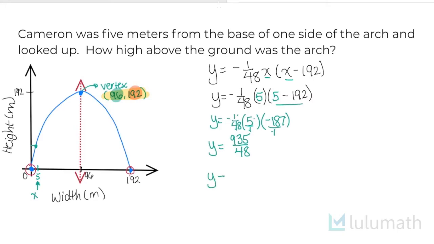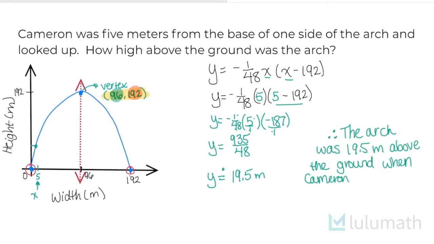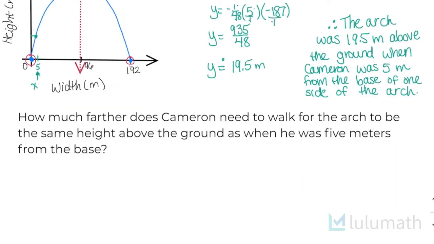But I want to know approximately how much that's going to be. And when I type that into my calculator, I'll get approximately 19.5 meters. So therefore, the arch was 19.5 meters above the ground when Cameron was 5 meters from the base of one side of the arch. So now we want to know, how much farther does Cameron need to walk for the arch to be the same height above the ground as when he was 5 meters from the base?